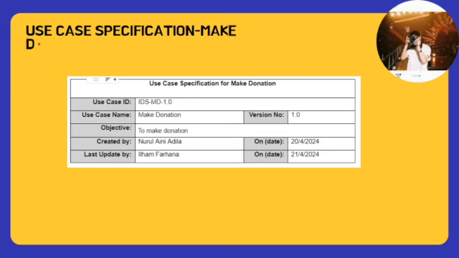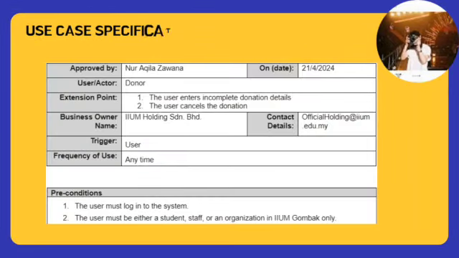Next, I will present the use case specification for make donation. So the objective of this use case is to make the donation. The actor for this use case is a donor, focusing on the donor. So extension points: the user enters incomplete donation details and also the user cancels the donation.